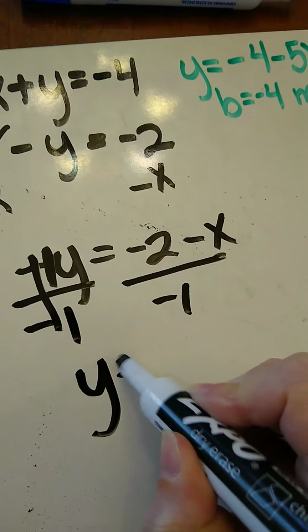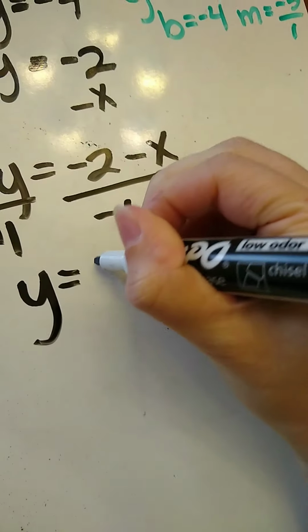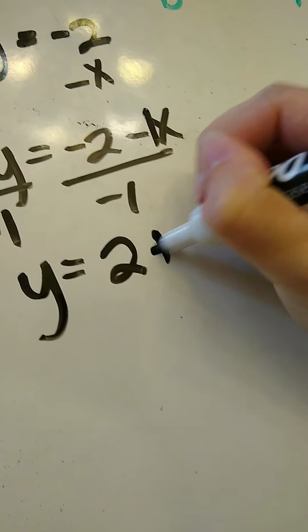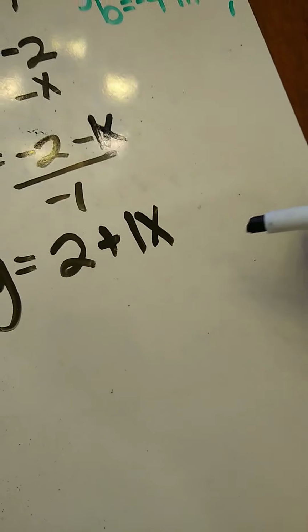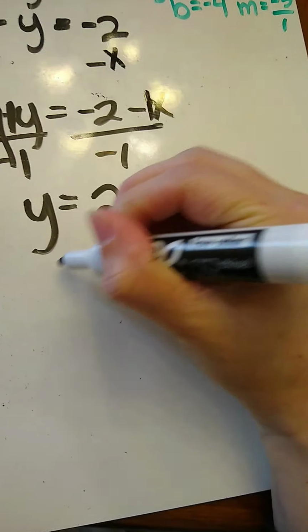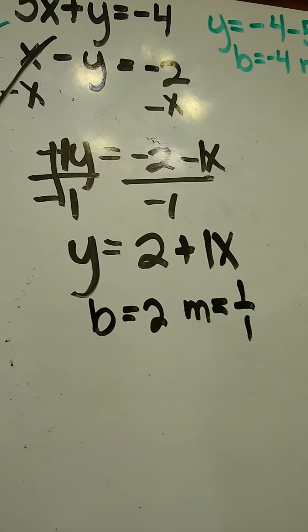So y is equal to -2 divided by -1 is a +2. -1 divided by -1 is a +1x. So my second line is y equals 2 plus 1x. So its slope is +1 over 1, and its y-intercept is +2.